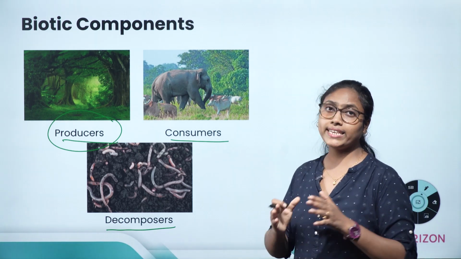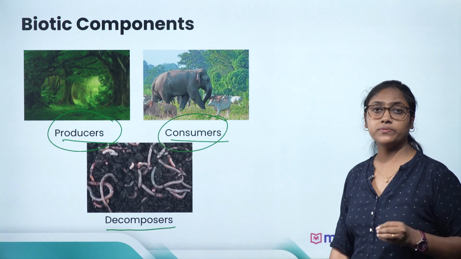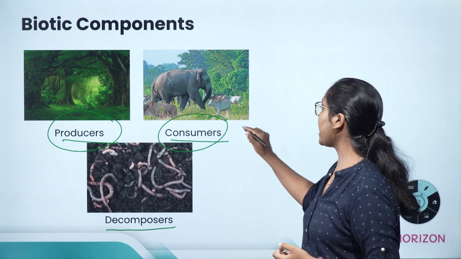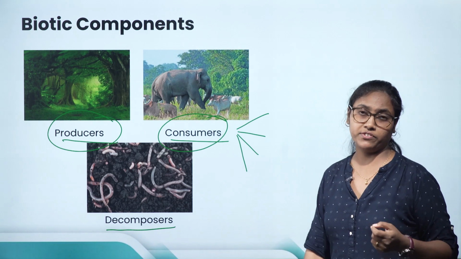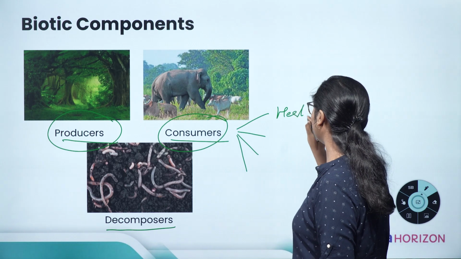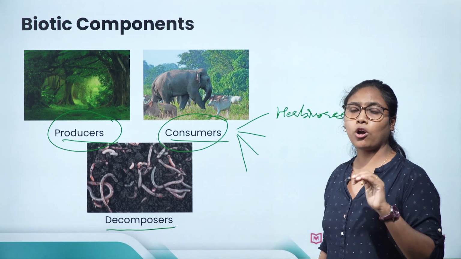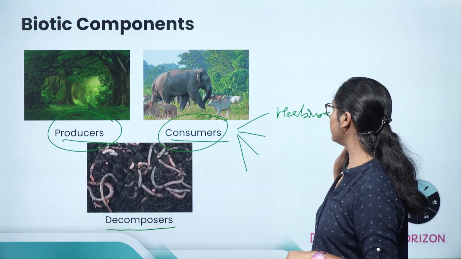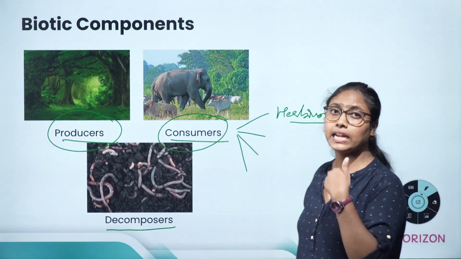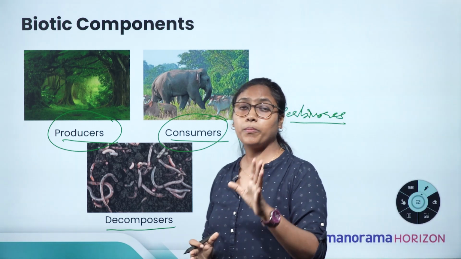So the next biotic component is the consumer. Now if you see consumers, we divide consumers again into four categories. The first category includes herbivores. Do you know what herbivores are? I think you have studied in your lower grades what herbivores are, right? Yes, herbivores are organisms that feed directly on producers.